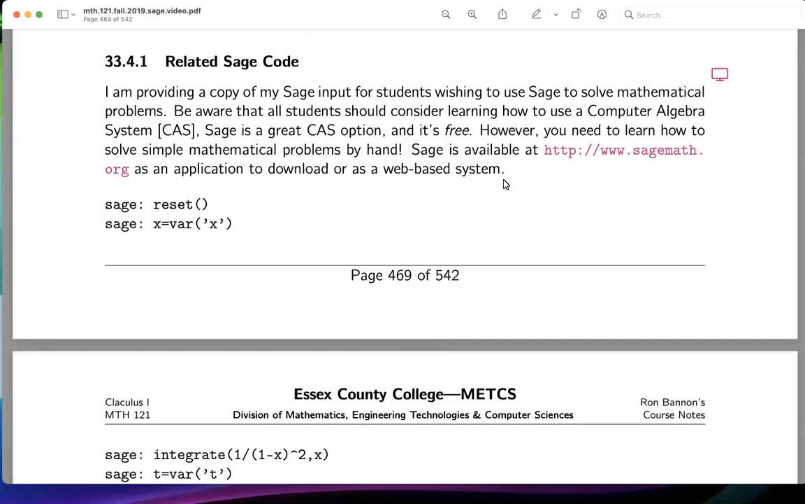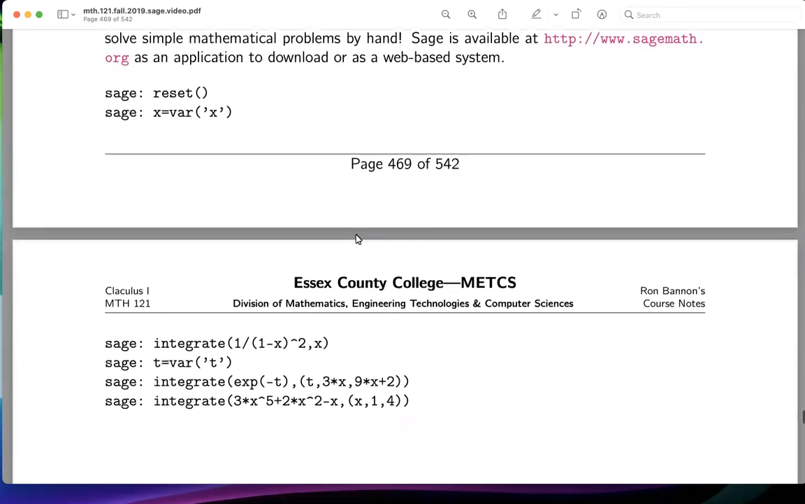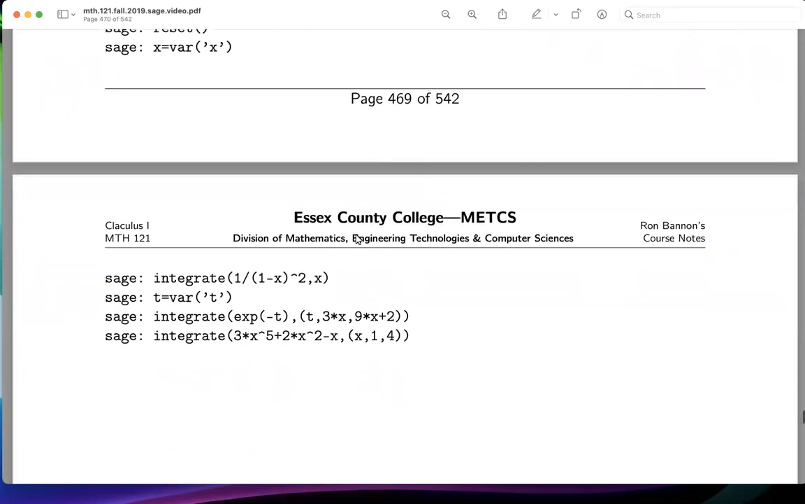All right, we're in section 33. We're looking at the SAGE code. Again, it's pretty straightforward. They have integrate down, they have variables down, they have reset down, they have integration down, they have integration down with limits of integration, and so on. I would study the code.